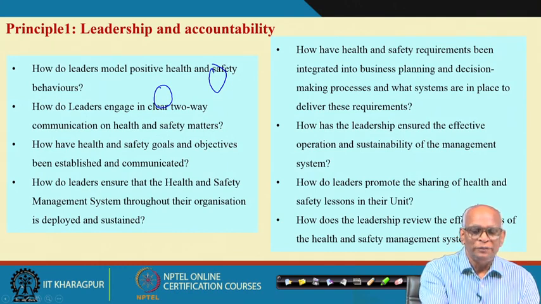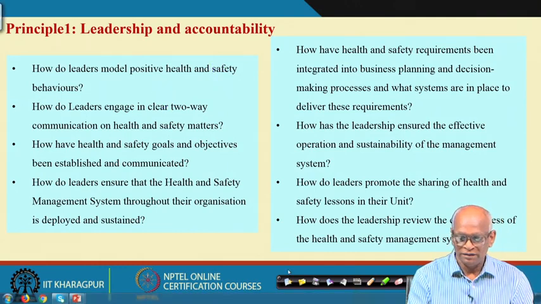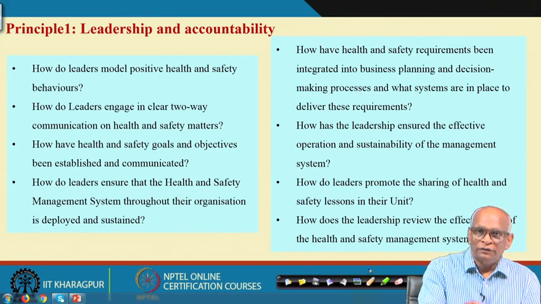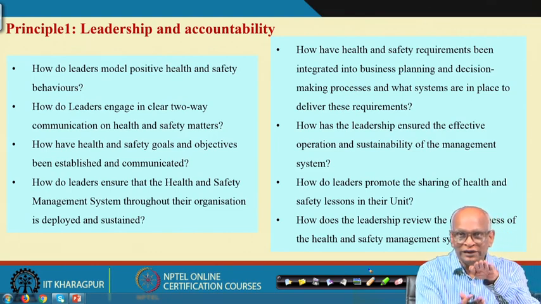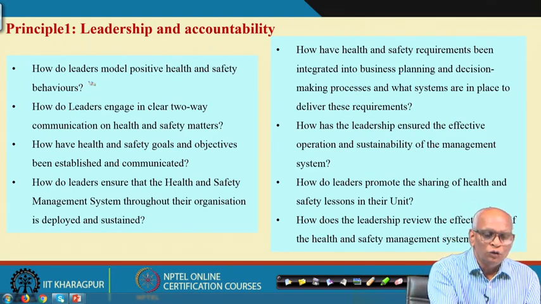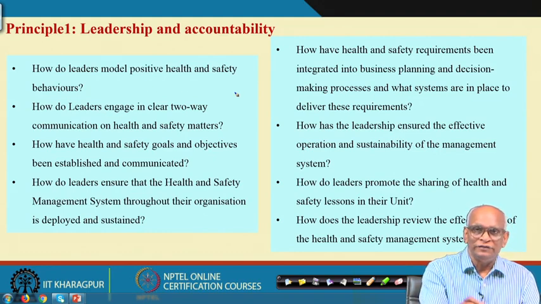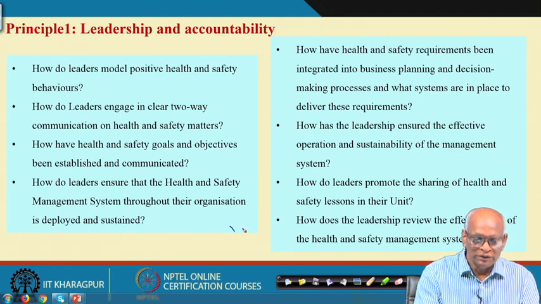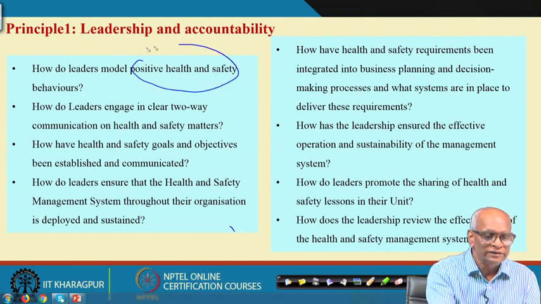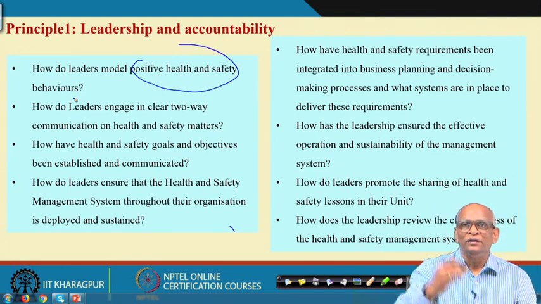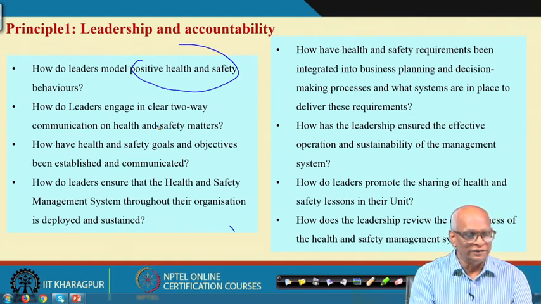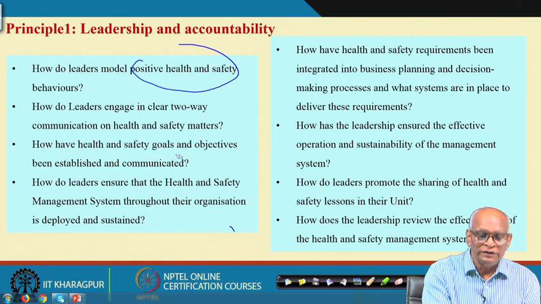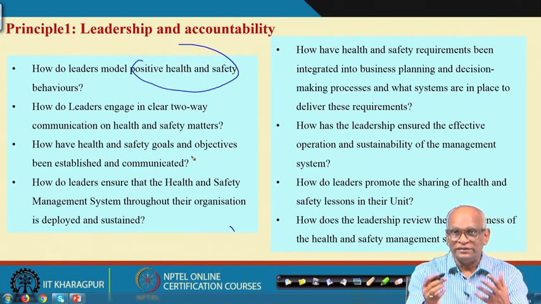Like leadership and accountability. So, what is that leadership and accountability? What are the various sub principles in that? How do leaders model positive health and safety behaviors? Leaders have to see positive health and safety behaviors coming in the whole organization. How are leaders engaged, two-way communication. How health and safety goals and objectives are established.